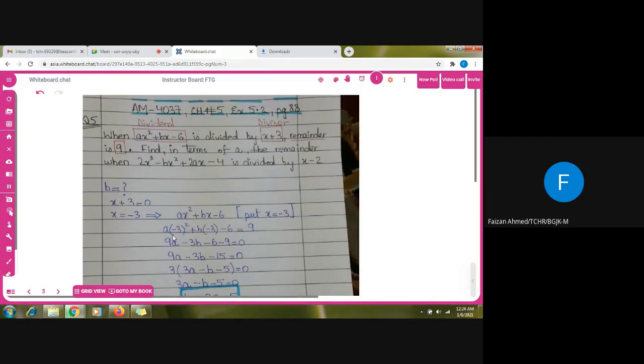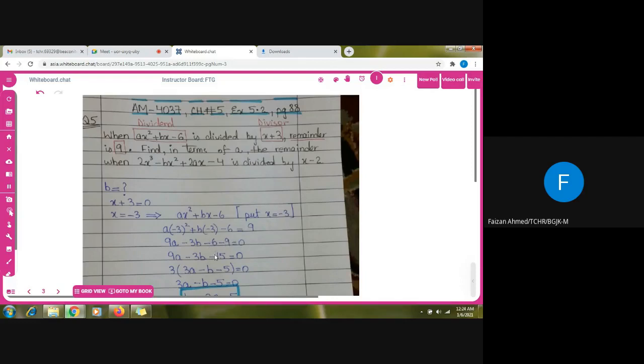Minus 3 square, minus 3 multiplied by minus 3 will be positive 9, so this will be 9a, and this negative and positive will be multiplied and this will be minus 3b. Minus 6 will be as it is and this is positive 9, so I have shifted this to the other side. It has become minus 9 over here equals 0.